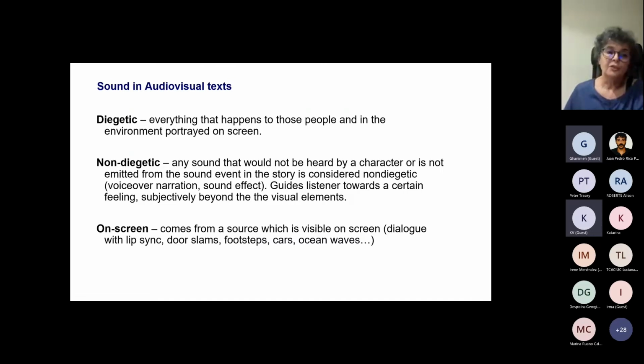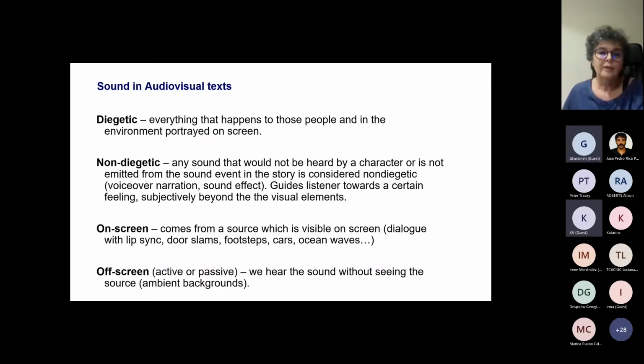Then it will be on screen or off screen. And this is really, really simple. A dialogue with lip sync, the door slamming, the footsteps that we can see when people are walking, or even the ocean waves. And very often this on-screen sound gives us the impression that it's real. I often think about National Geographic and how we are conned to believe that all snakes go. We are also conned to believe that the crackling of the dry leaves that we see in a big close-up in the image is exactly what we are hearing.